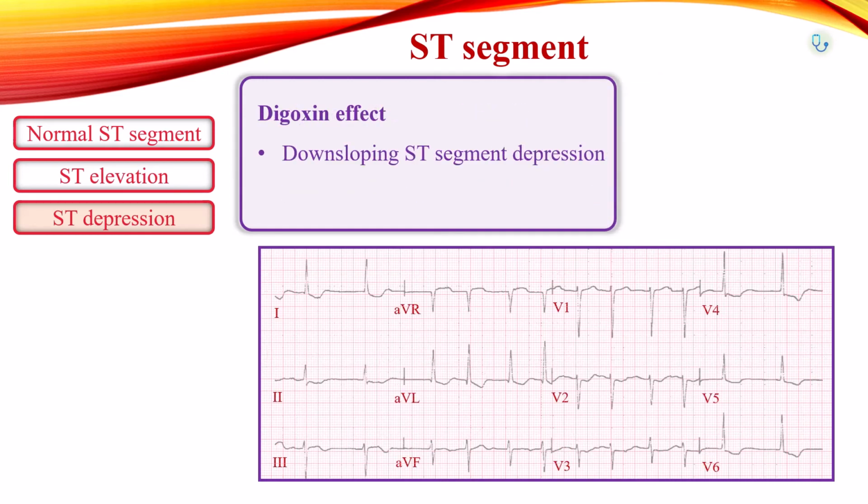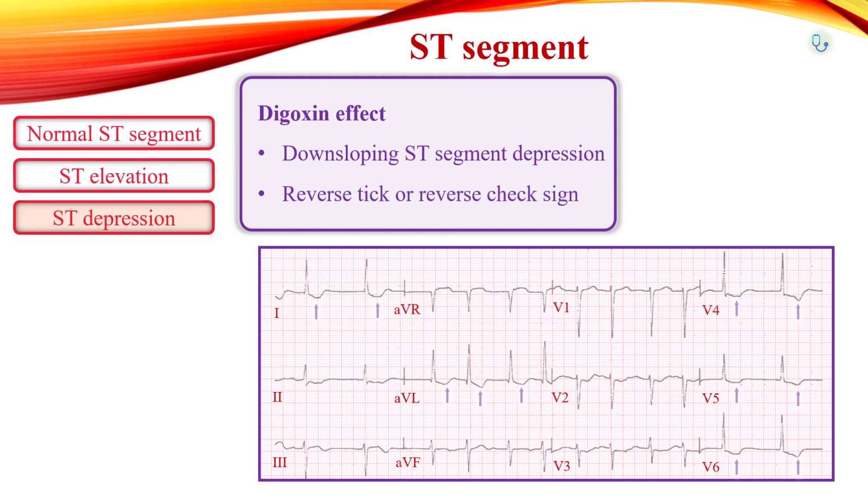Treatment with digoxin causes downsloping ST segment depression. The presence of digoxin effect is not a marker of digoxin toxicity, it indicates that the patient is taking digoxin. The classic digoxin effect appears as a downsloping ST segment depression, also known as the reverse tick or reverse check sign.